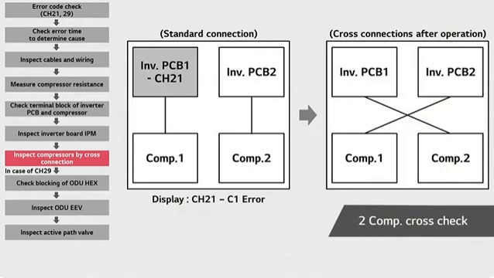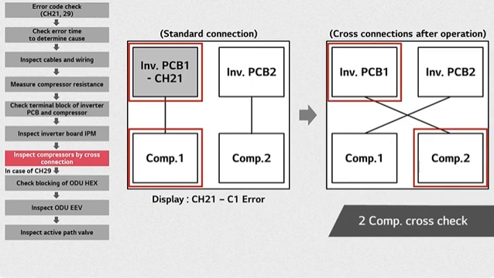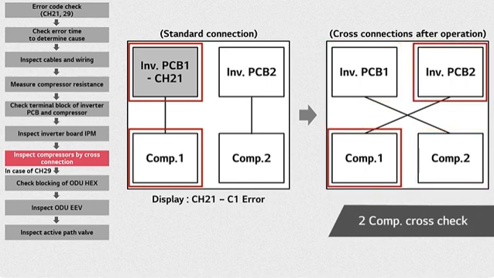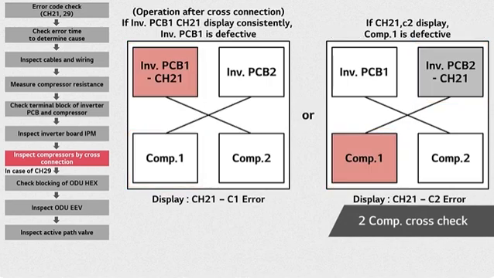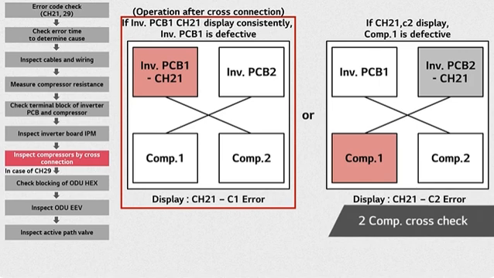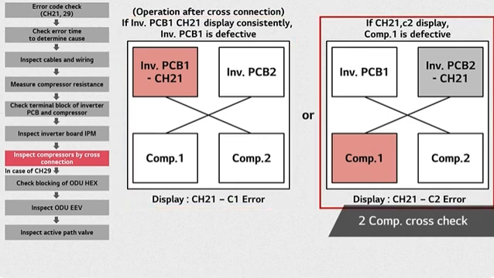Keep in mind you need to know whether the problem is in the inverter's PCB or in the compressors. So, for example, if error CH21C1 occurs, connect the inverter PCB1 to compressor 2 and the inverter PCB2 to compressor 1 and get the outdoor unit running. After cross-connection as shown in the picture, if CH21C1 error is displayed, that means the problem is in the inverter PCB1. On the other hand, if CH21C2 error is displayed, that means that compressor 1 is damaged.